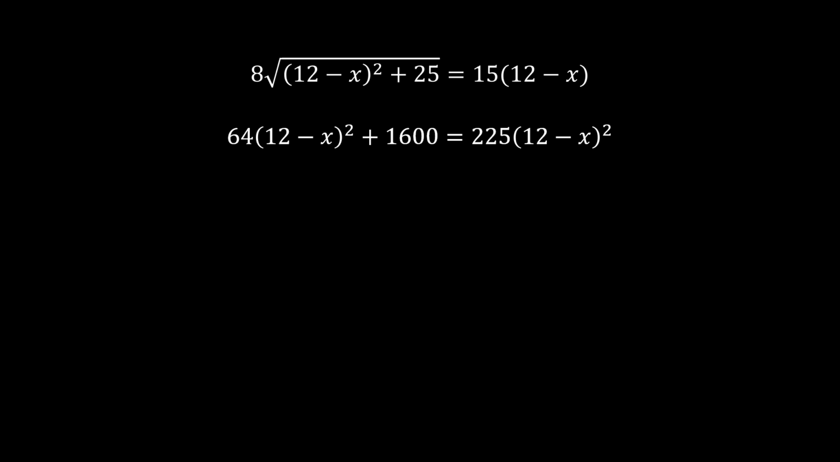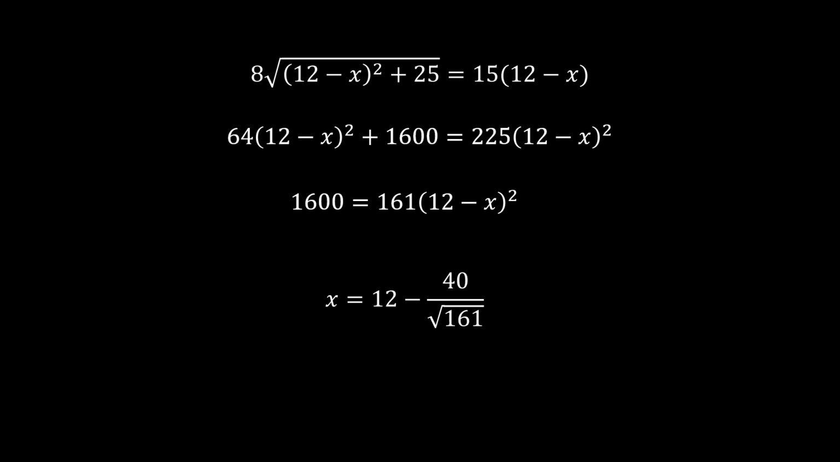At this point, we would see that we in fact have a (12 minus x) squared on both sides, and therefore I would subtract 64 times (12 minus x) squared from both sides. This would leave me 1600 equals 161 times the quantity (12 minus x) squared. And at this point, I could then solve my equation. I would get that x is equal to 12 minus 40 over the square root of 161.